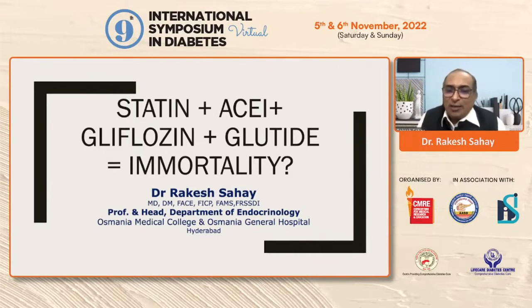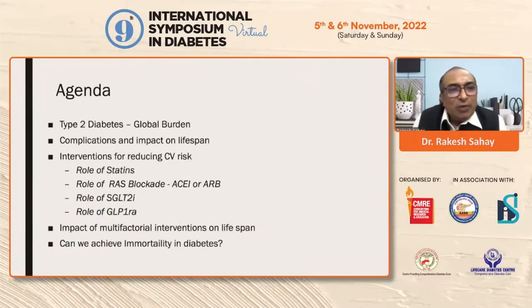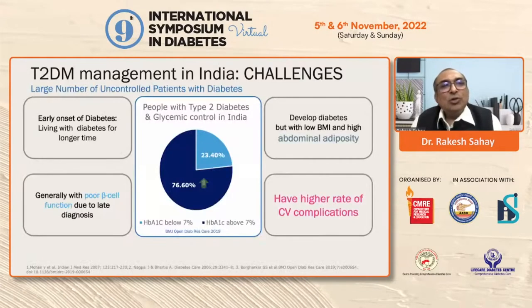So I'll try to discuss that by briefly discussing the global burden of type 2 diabetes, looking at the complications and how they impact the lifespan of a person, and then the various interventions that we discuss: the role of statins, the role of RAS blockade, and the SGLT2 inhibitors and GLP-1 RAs, which have brought about a big impact in the management of type 2 diabetes, have changed the algorithm and also the approach to the pharmacotherapy of type 2 diabetes. Then briefly discuss how this could have an impact on the lifespan of an individual, and can we really achieve immortality in diabetes. So that's what I'll try to do.